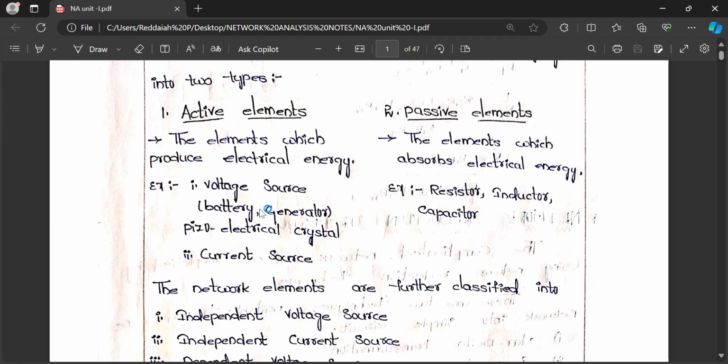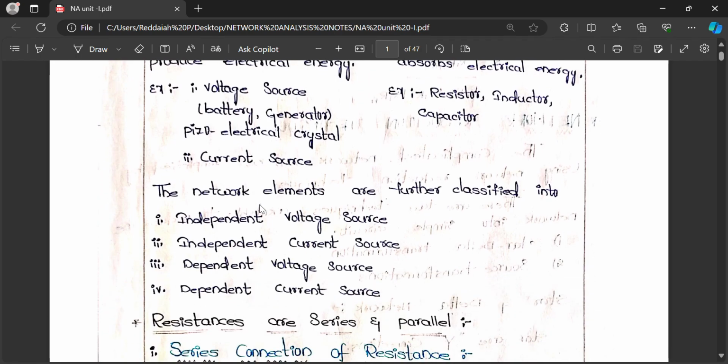These are the basics. What is a network? Interconnection of various elements is called a network. The network elements are further classified into independent voltage source, dependent voltage source, dependent current source, independent current source, like that. We will again see source conversion, how to convert a voltage source into a current source and a current source into a voltage source. That will be in network analysis.